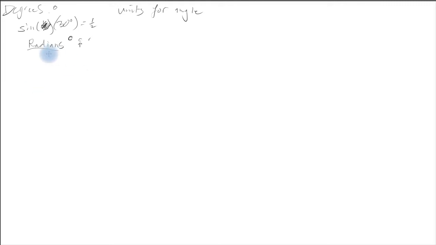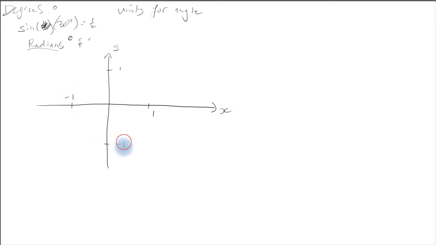So why do mathematicians like radians? The answer is that they're more mathematically elegant. Let's suppose that we have a unit circle. A unit circle is just a circle that has a radius of 1. So here's my unit circle, and you see it's got a radius of 1.